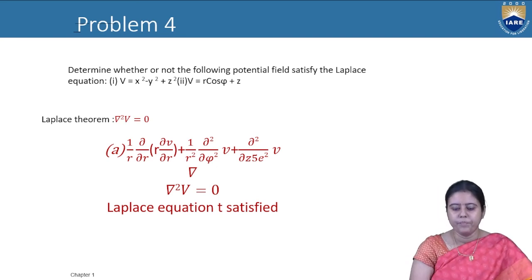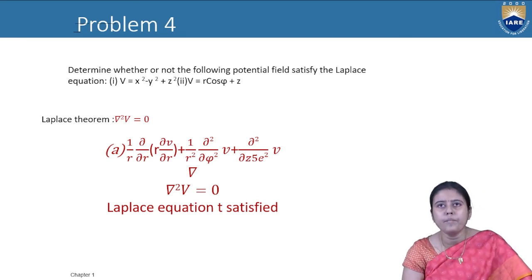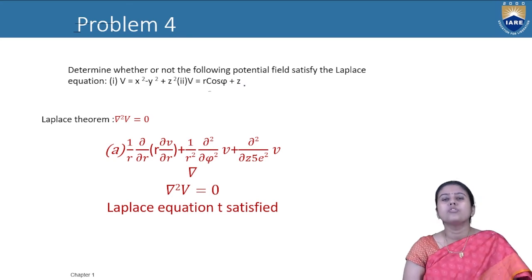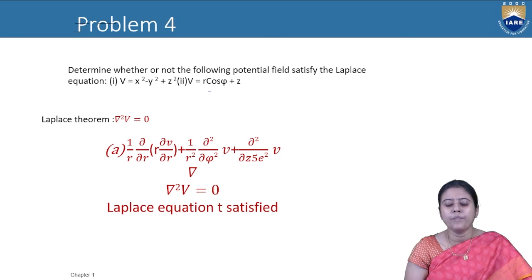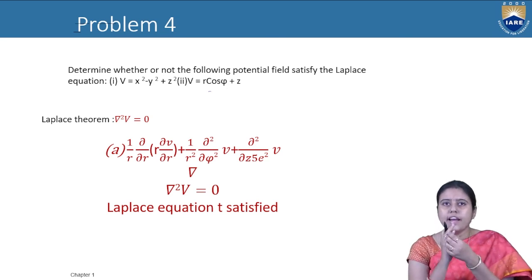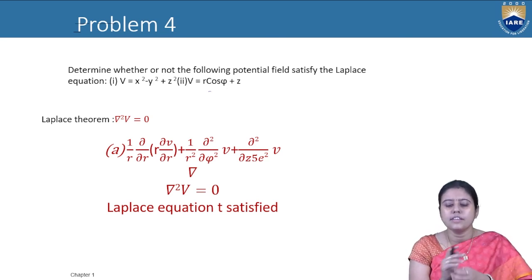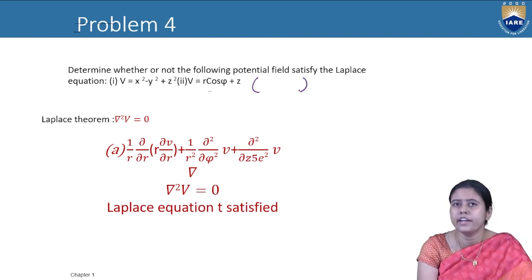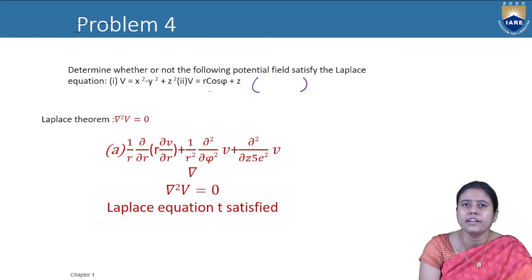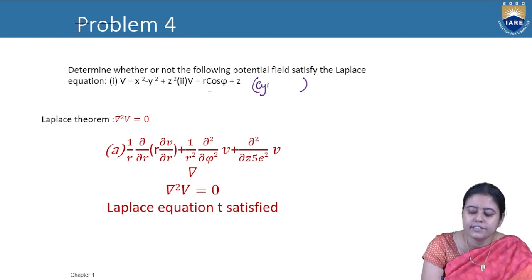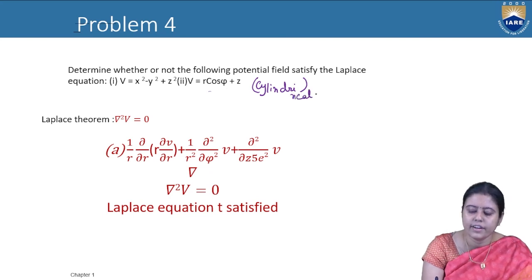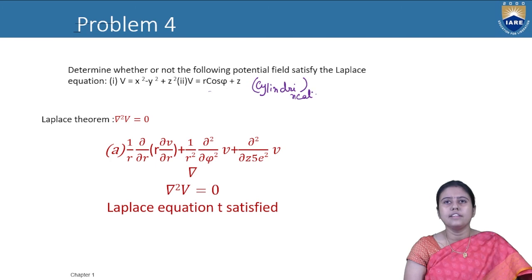Next, question B. What is in question B? Question B is r cos phi into z. So we can see this is in r, phi, z. So which one is this? Is this the Cartesian coordinate? No. What coordinate is this? This is the cylindrical coordinate. This is given in the cylindrical coordinate.